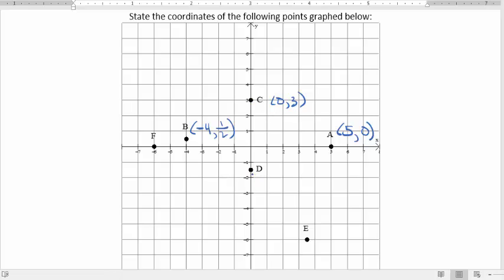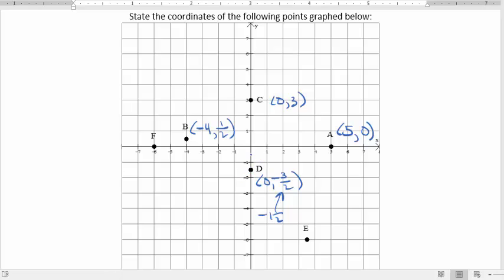Now point D is similar. I don't go right or left at all to get to it, so my X coordinate is still 0, but now I went down 1.5, so it's -1.5 or -3/2. Okay, because -3/2 is really -1.5. But when you write an ordered pair, you generally don't want to write a mixed number. I mean, you could write -1.5 there, but it's easier just to leave it as -3/2. So that was point D.